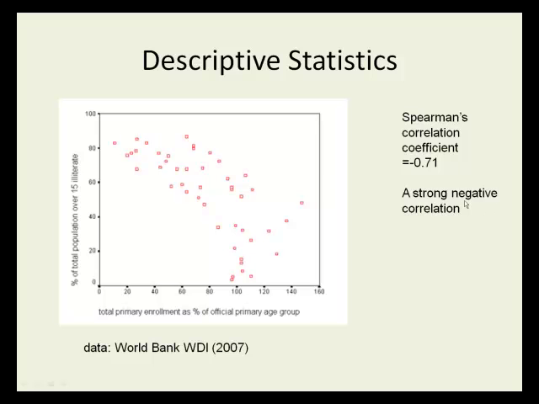This again is a very strong correlation, but it's a strong negative correlation. So 0.71 is close to 1, so it's a strong suggestion of a line, but it's negative because as one variable increases, the other one decreases.